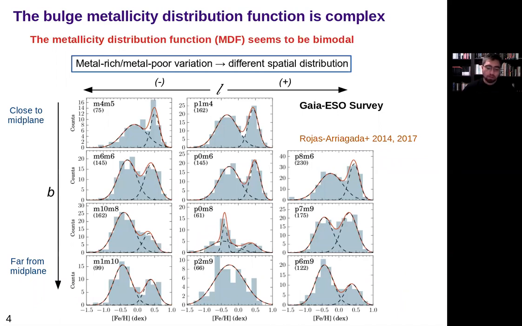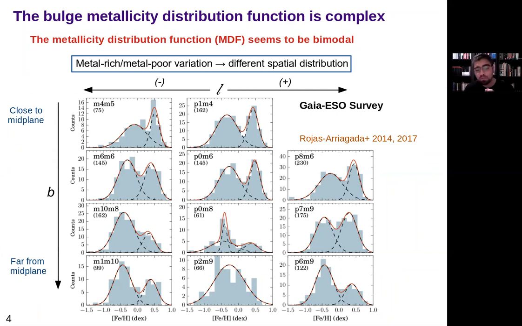So we have learned many things with those surveys, and in the following minutes, I would like to give an overview of the different things we have learned about the stellar populations in the galactic bulge using data from optical and near-infrared surveys.